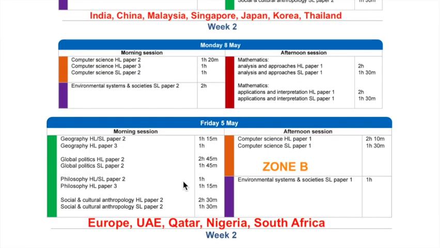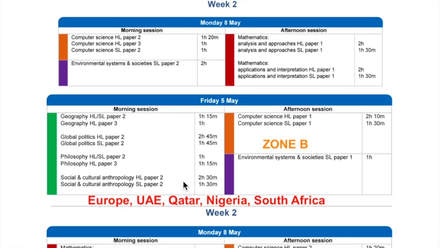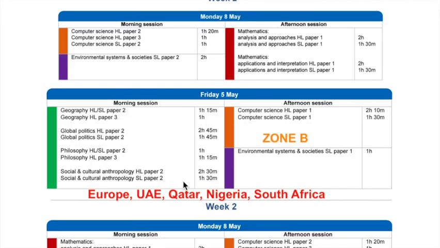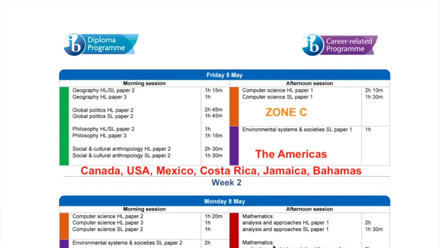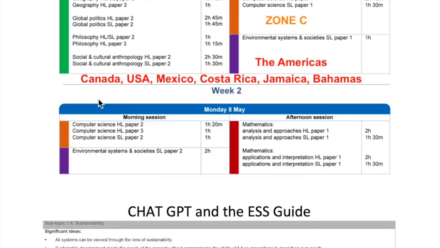If you're in time zone B, which includes places like Europe, UAE, Qatar, Nigeria, and South Africa, then you will be having your paper 1 on Friday afternoon and your paper 2 on Monday afternoon. And if you are in the Americas, in time zone C, in Canada, the US, Mexico, Costa Rica, Jamaica, or the Bahamas, of course South America as well, but many South American students would be taking the exam in November. If you are taking the May exam, you too would be in zone C. And for zone C, paper 1 is on Friday afternoon for you, and on Monday morning you'll be having paper 2.